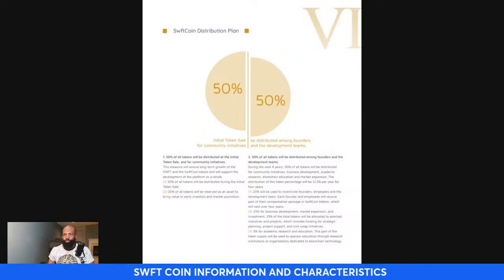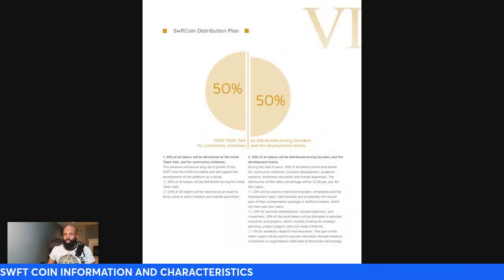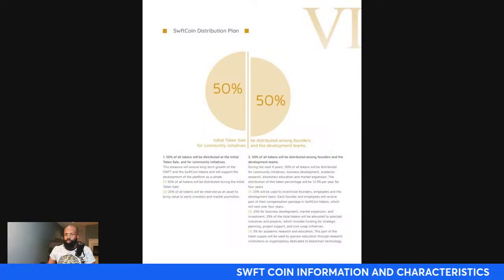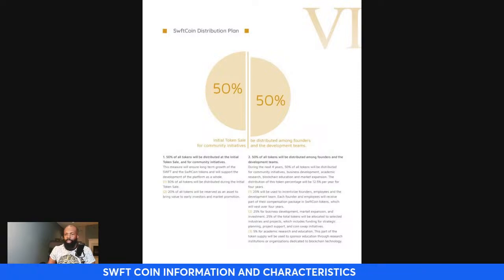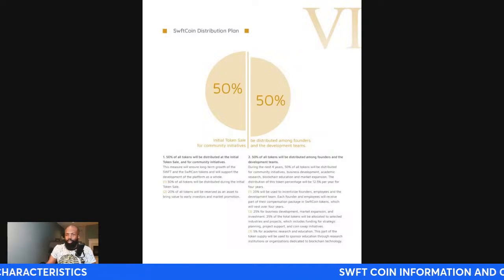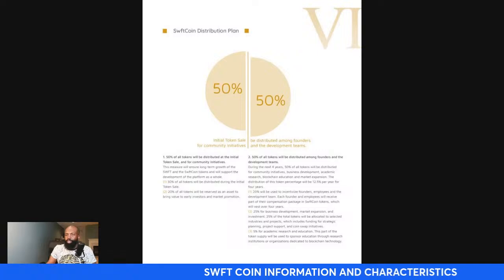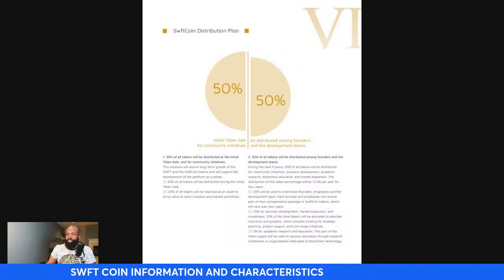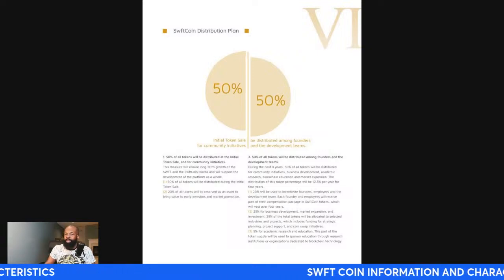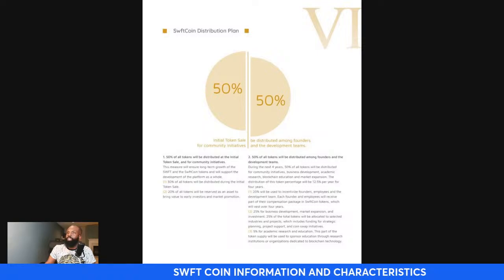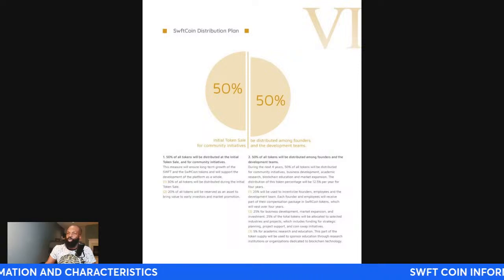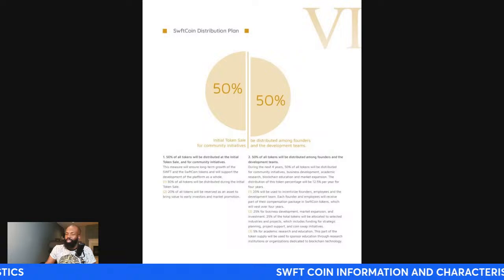SWFT Coin distribution plan. 50% of all tokens will be distributed at the initial token sale and for community initiatives. This measure will ensure long-term growth of the SWFT Coin tokens and will support the development of the platform. 30% of all tokens will be distributed during the initial token sale. 20% of all tokens will be reserved as an asset to bring value to early investors and market promotion. 50% of all tokens will be distributed among founders and the development teams during the next 4 years. So that was 2017. That's interesting, folks. Oh, wow. I just now recognize that. That means 2021, where they made that big deal. But let's keep going with MetaPath.